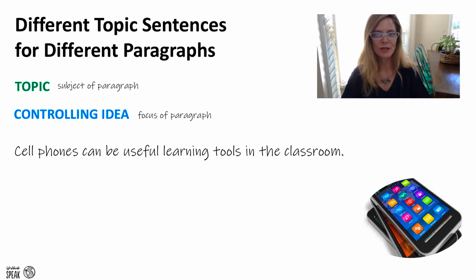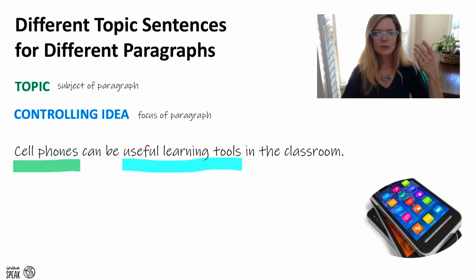Okay, so this first one, remember the topic is the subject, the controlling idea is the focus, and you have seen this sentence before. So I bet you remember that cell phones was the topic and that useful learning tools was the controlling idea. That's our focus. So when we read this sentence, what type of paragraph do we think this is for? What is going to be my purpose of my paragraph? Well, cell phones can be useful learning tools in the classroom. I'm thinking I need to convince you why they're useful.